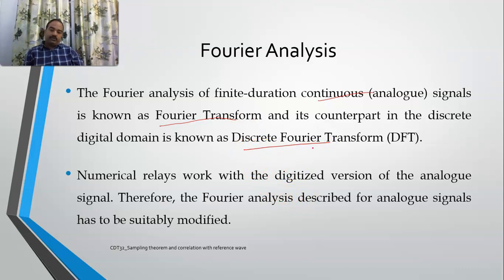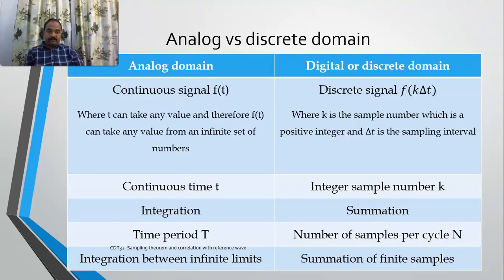Okay. Normally, your numerical relays work with the digitized version of your analog signal. Therefore, the analysis described for Fourier signals is supposed to be suitably modified. So this is the major difference between the analog and discrete domain. In the analog domain, you will have things in terms of time, whereas in the discrete domain, as I already told you, they will be discretized. So you will be representing the signals in sets of samples: sample 0, sample 1, sample 2. We have seen in unit number 2, right?